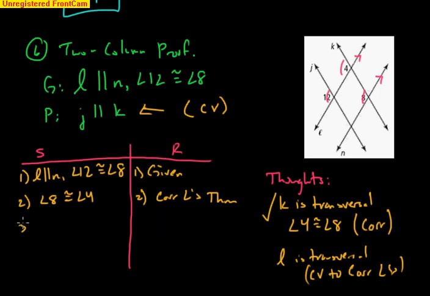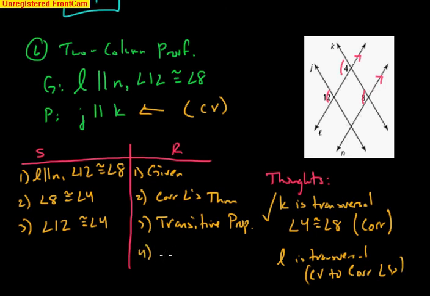Okay? So now, put your two statements together. If 12 is congruent to 8, and 8 is congruent to 4, then 12 is congruent to 4. That's classic transitive property. Okay? And now, look at your picture. 12 and 4 are on line L. They're corresponding angles that are congruent.